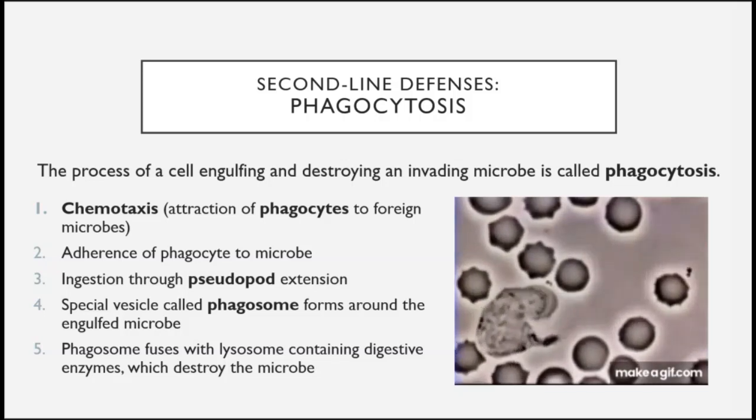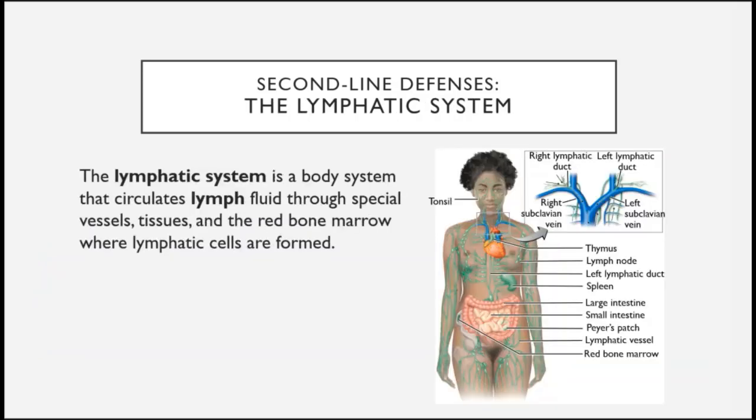Now let's discuss the lymphatic system. So in general, we're all familiar with the cardiovascular system. The lymphatic system is a similar system in the body, but it circulates lymph fluid through special vessels, tissues, and the red bone marrow where lymphatic cells are formed. Similar to the cardiovascular circulatory system, there are tiny lymphatic capillaries that merge into larger lymphatic vessels that feed into different lymph nodes throughout the body.